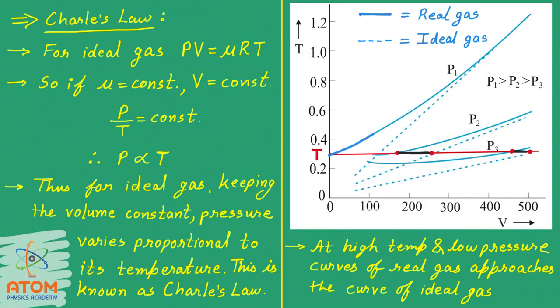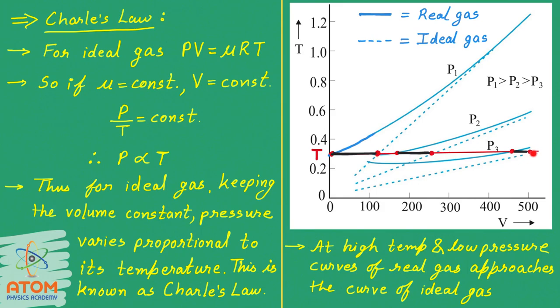Okay. So now at pressure P1, which is the largest pressure, if we consider the curves of real gas and ideal gas, then they would coincide here and here. So the distance between the real gas curve and the ideal gas curve will be this much. So at a given temperature T, the distance between real gas curve and ideal gas curve is smallest at lower pressure, whereas it is increasing at higher pressure.